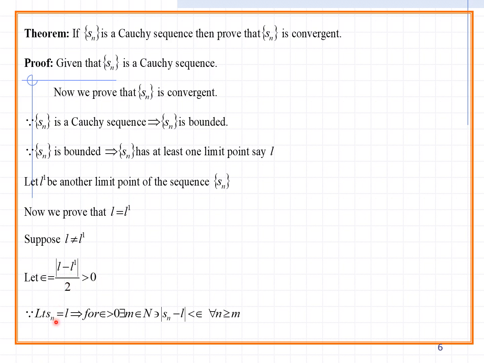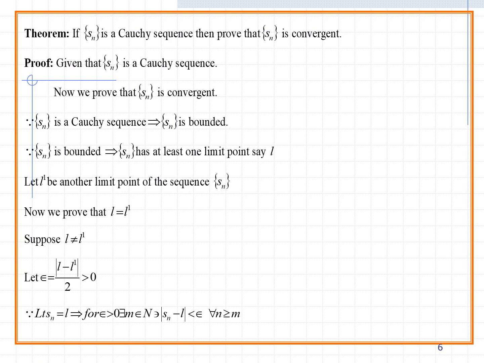Let limit Sn equal to L. So for epsilon greater than 0, there exists m belongs to capital N such that modulus Sn minus L less than epsilon for all n greater than or equal to m. This is the convergence property. So what does the convergence property mean? Limit n tends to infinity Sn equals L.